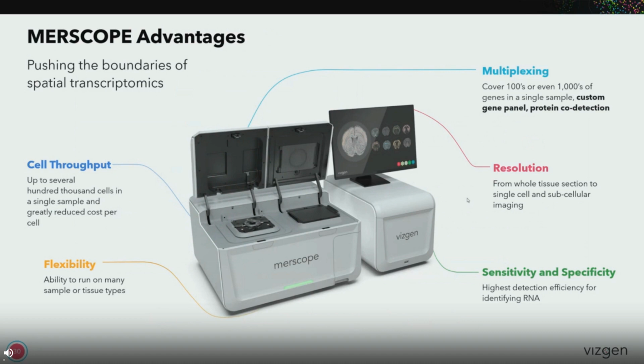And furthermore, MERSCOPE has very high cell throughput. We can profile a square centimeter sized tissue with hundreds of thousands of cells measured in a single experiment with no downstream sequencing needed. So you basically get all the information from a single imaging run. And finally, MERSCOPE is very flexible, and we can perform MERSCOPE on almost all tissue or sample types.